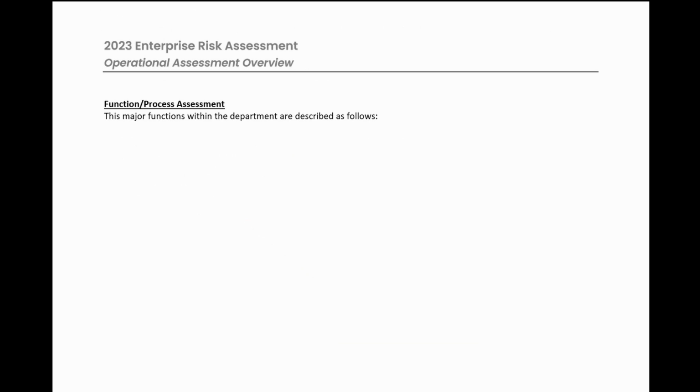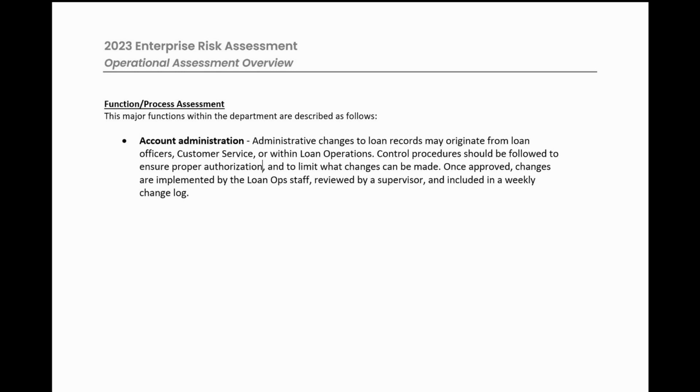And we'll use one specific process as an example here. So, account administration. Administrative changes to loan records may originate from loan officers, from customer service, or within loan operations itself. There are control procedures that should be followed to ensure proper authorization and to limit what changes can be made. And then once approved, changes are implemented by the loan ops staff, reviewed by a supervisor, and are included in a weekly change log.